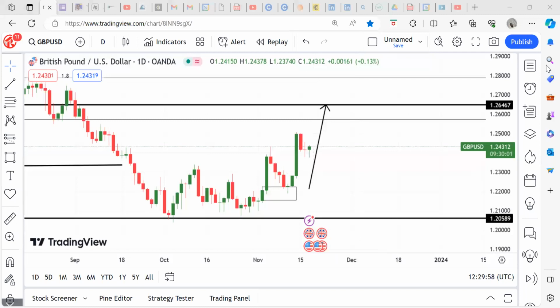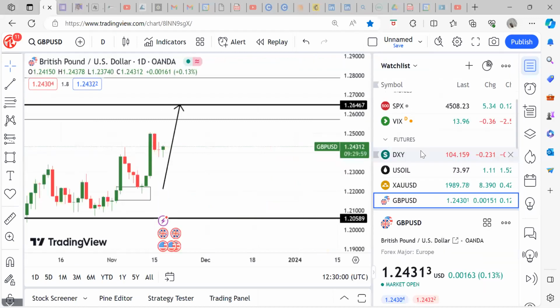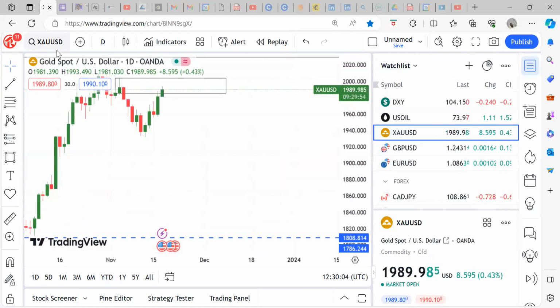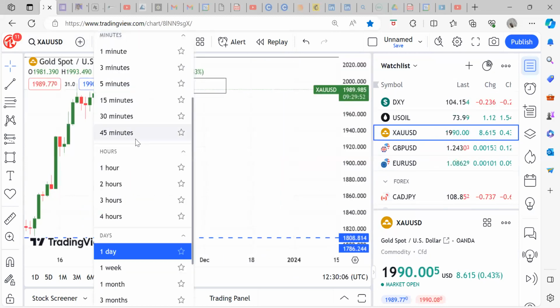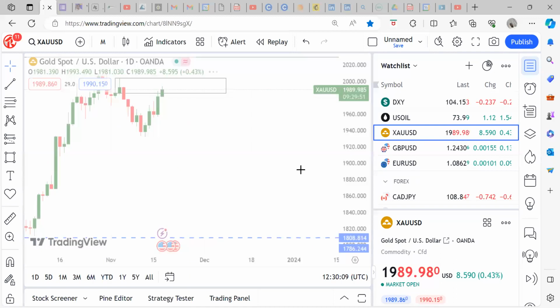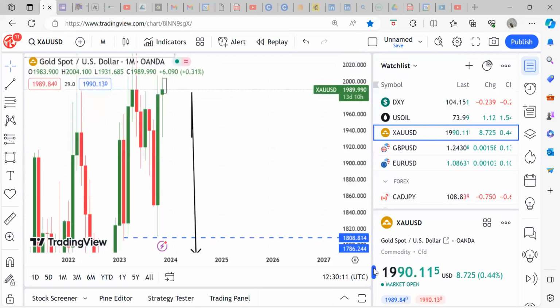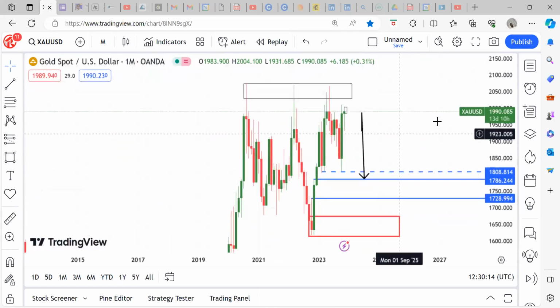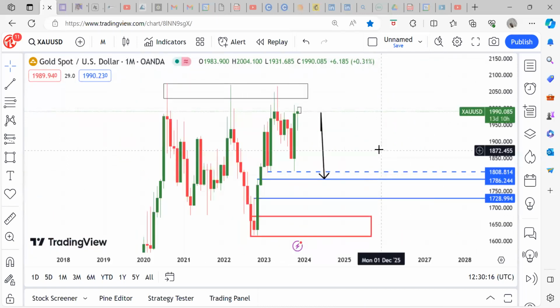GBPUSD and Euro USD. Next asset we have in line is gold. Let's just check what gold is doing. Now, let's go to the monthly time frame. On the monthly time frame of gold, let's look at this asset critically.